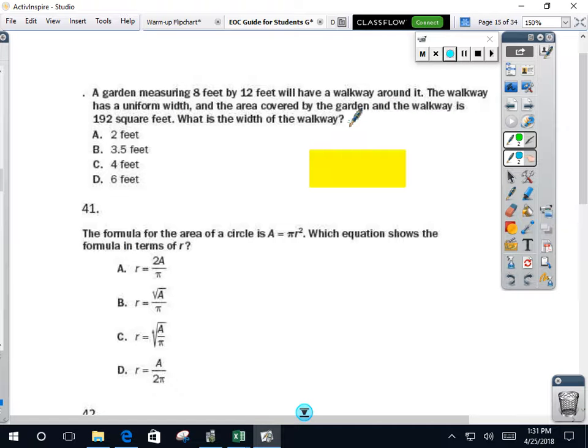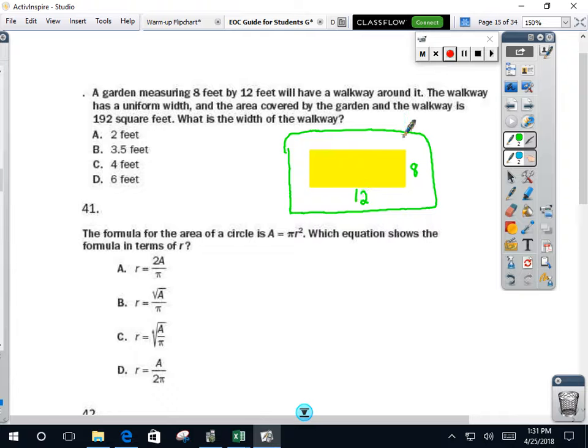All right, we are on question number 40, which is page 15. It says a garden measuring 8 feet by 12 feet will have a walkway around it. So here's your garden. The garden measures 8 feet by 12 feet, and it has a walkway around it. There's your walkway. The walkway has a uniform width, which means it's the same width all the way around, even though mine doesn't appear to be.